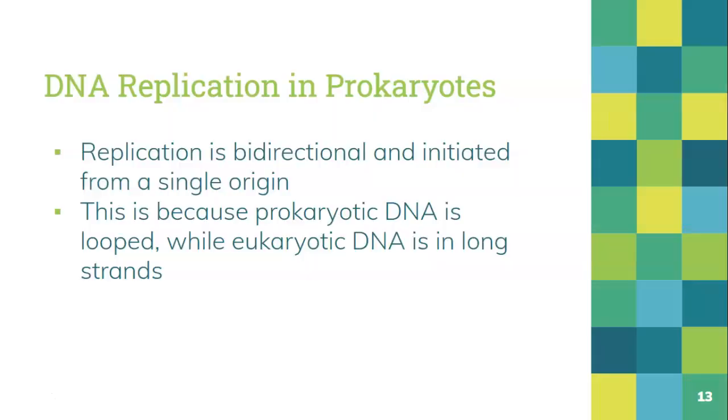In prokaryotes, though, replication is bidirectional. That's a little different than in eukaryotes, right? We go in one direction, right? We've been talking about this the whole time. And this is because prokaryotic DNA is looped, right? It's a circle, where eukaryotic DNA is just long strands. So in prokaryotes, you have one initiation point, and then it just replicates in both directions from there.